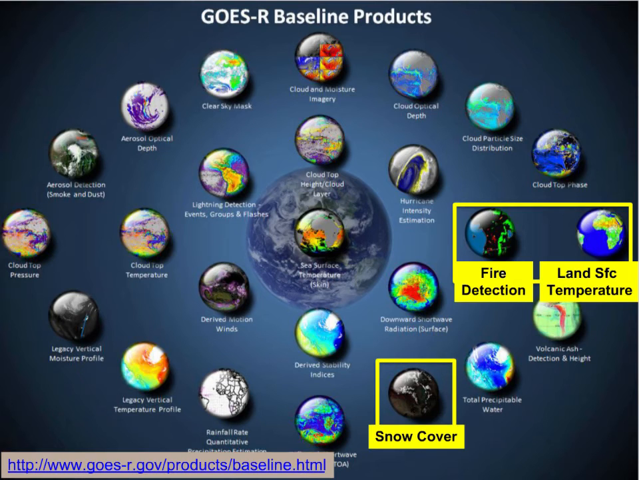This training covers the products boxed in yellow on this slide. They are baseline products that should be available when GOES-R data starts to flow about 3 months after launch. At the end of this training, you will know the temporal cadence of the product generation and how the products, fire detection, land surface temperature, and fractional snow cover, are created from GOES-R ABI data.